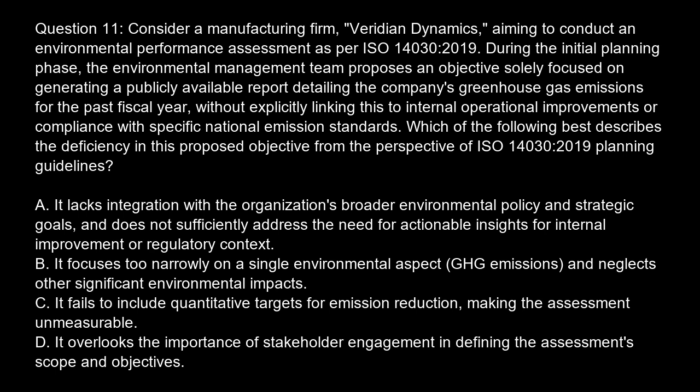Option B. It focuses too narrowly on a single environmental aspect, GHG emissions, and neglects other significant environmental impacts. Option C. It fails to include quantitative targets for emission reduction, making the assessment unmeasurable. Option D. It overlooks the importance of stakeholder engagement in defining the assessment's scope and objectives.